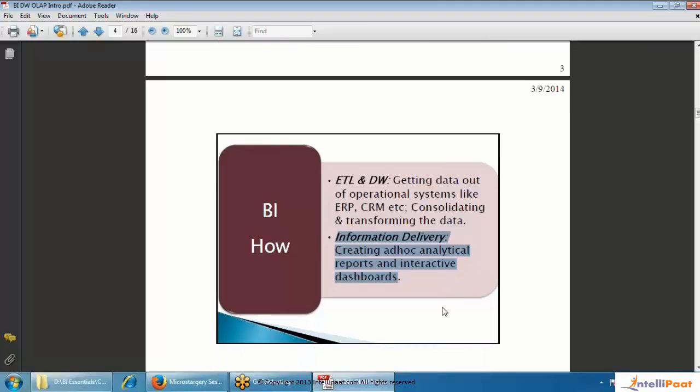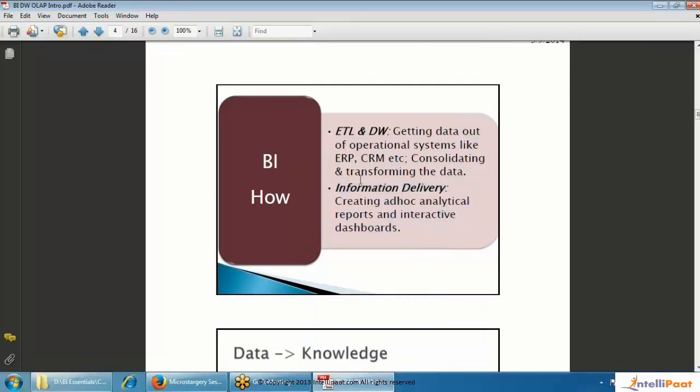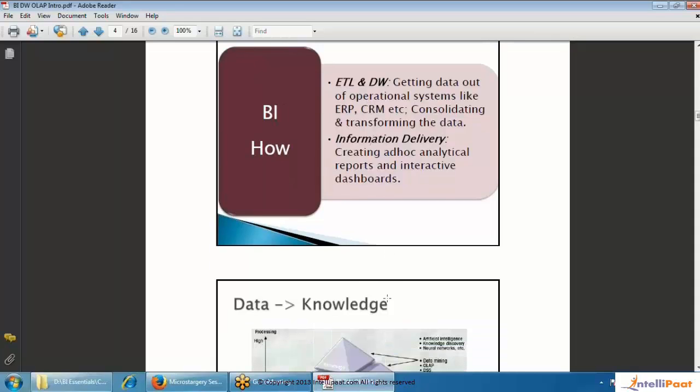Now the main thing about these two is in between lies the multidimensional model. So on one side you fill the multidimensional model through ETL, and here you get data out of the multidimensional model using BI. So you need to know the multidimensional model whether you are working in data warehouse or BI.